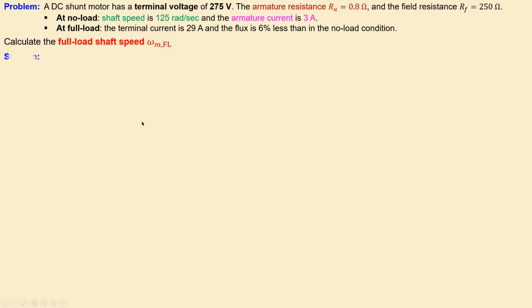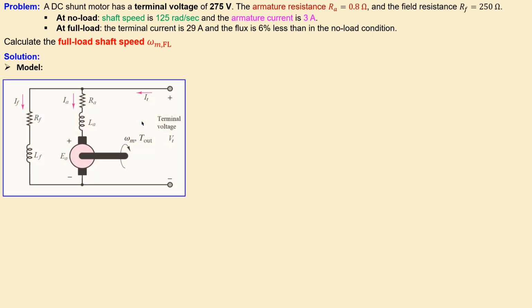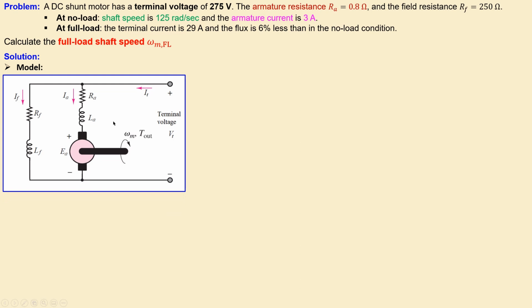Okay, let's look at our solutions. How do we work this out? Again, we start with our model, and that is shown here for our DC shunt motor. This is the field part, this is the armature part, and also the back EMF part, and we have here the terminal voltage and also the resulting terminal current.